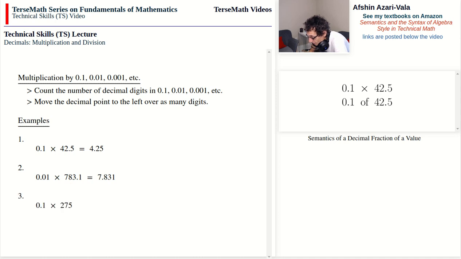Back to 1/10 of a value. 1/10 of 275 means 275 divided by 10. Decimal point moves back over 1 digit, and we get 27.5. And 1,000th of 3.15 means 3.15 divided by 1,000. Decimal point moves back over 3 digits, and we add zeros if we have to, and we get 0.00315.